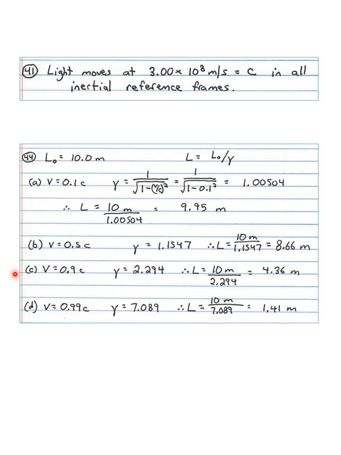Part C, at 9/10 the speed of light, we get a gamma correction factor of 2.294, and so the rod is shortened to a length of 4.36 meters. And at 99% of the speed of light, the gamma correction factor is 7.089. And so the length of the rod is 10 meters divided by that gamma correction factor, so 1.41 meters.